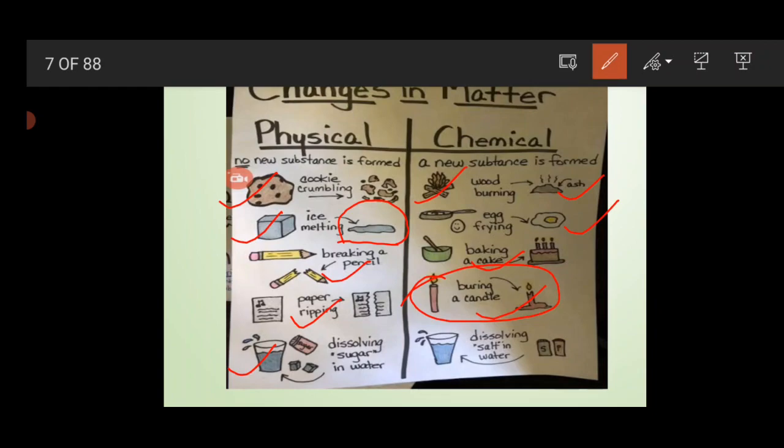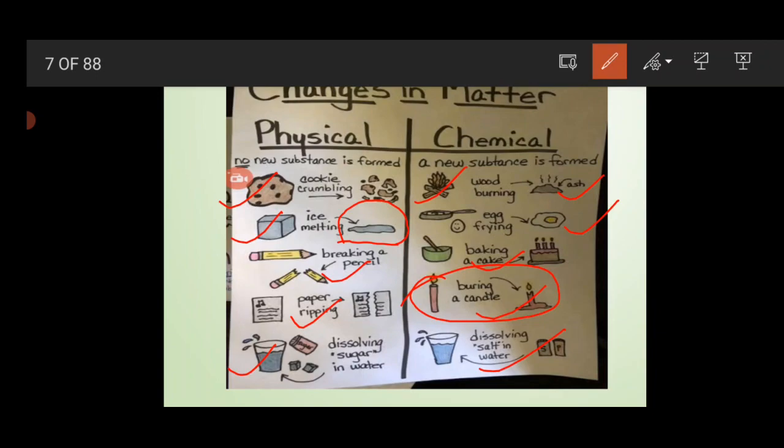Similarly, dissolving salt in water. This is also considered a chemical change because salt gets dissociated in the form of its ions. So these are some examples of physical change and chemical change. By seeing this, we understood that in physical change, no new substance gets formed, and in chemical change, always new substances are formed with totally new properties.